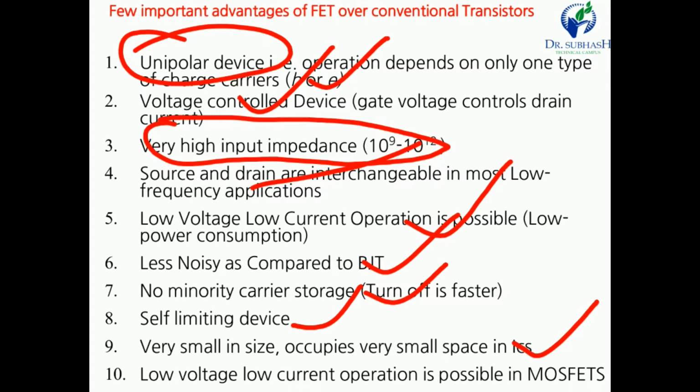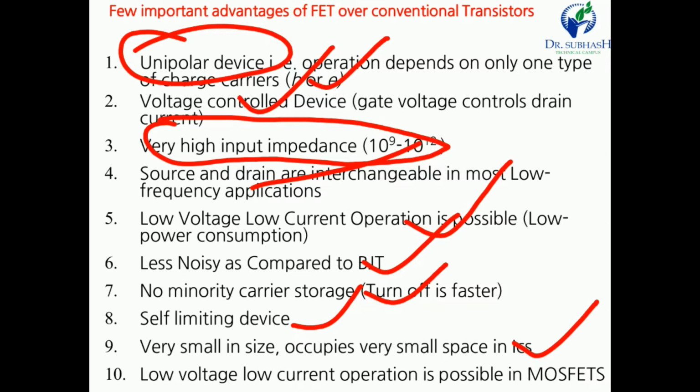If we talk about the total instrument size, then individual components should be very small. If we design very small individual components, then our instrument becomes very small. So it occupies very small space in IC. If you want to design an integrated circuit, then FET is more suitable than the BJT. Then number ten, low voltage, low current operation is possible in MOSFET. MOSFET, metal oxide semiconductor field effect transistor, is a higher version of FET. So we can design a MOSFET using the FET.